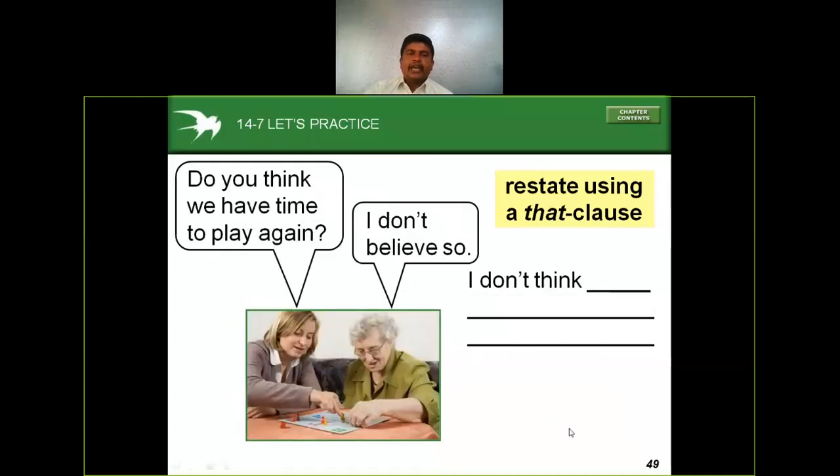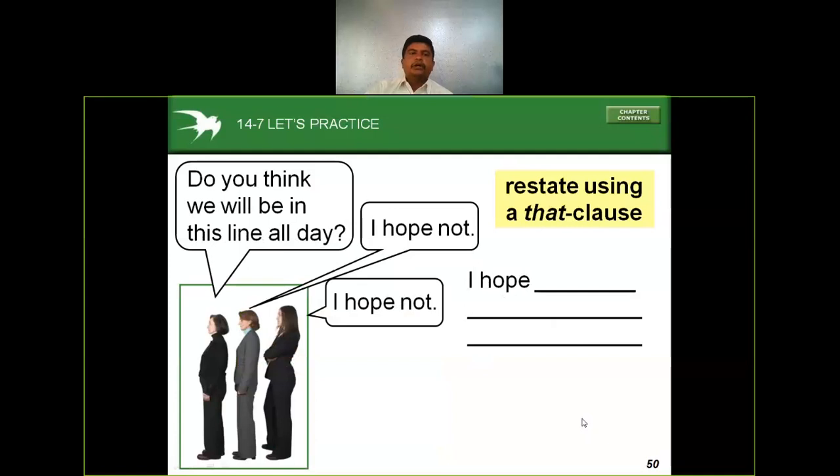Do you think we have time to play a game? "I don't believe so." It is restated using a that clause. "I don't think that we have time to play again." "I don't think so." Don't pronounce "again" wrongly. Do you think we will be in this line all day? "I hope not." What might be the answers here? "I hope that we won't be in this line all day."